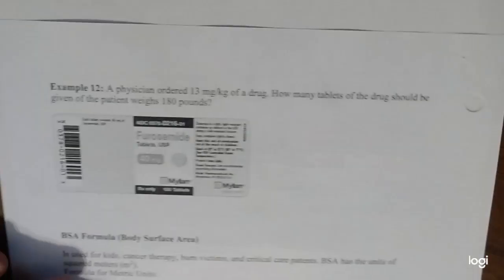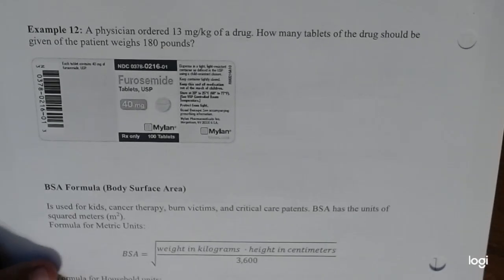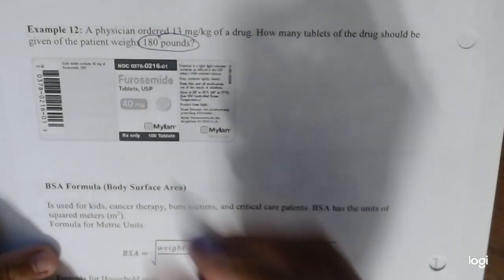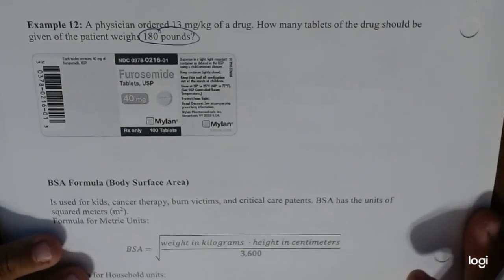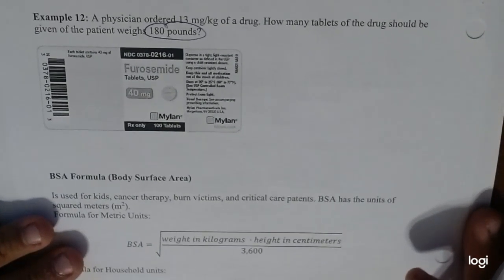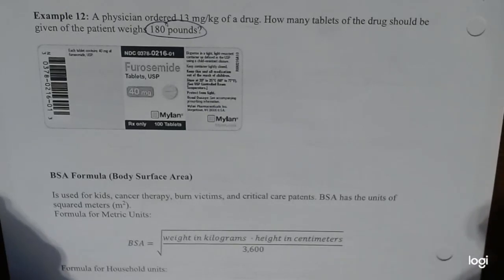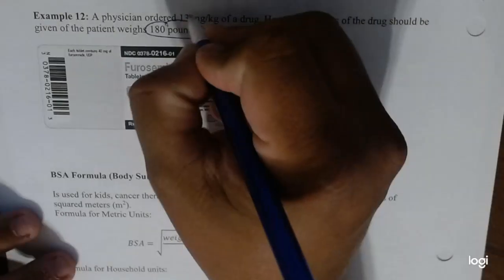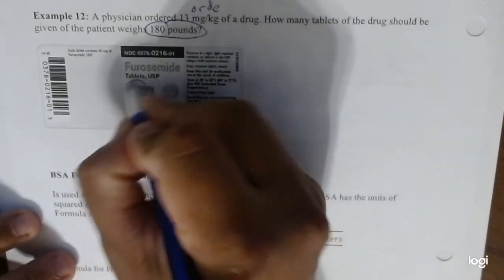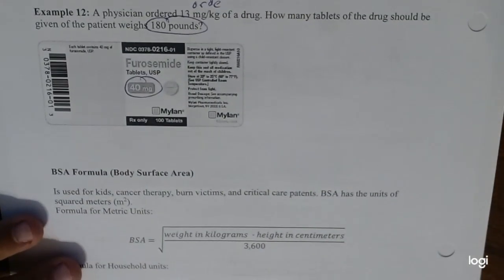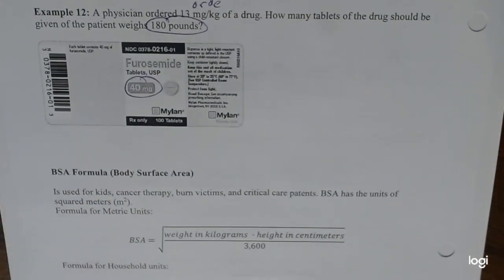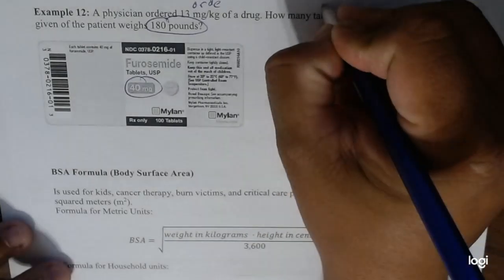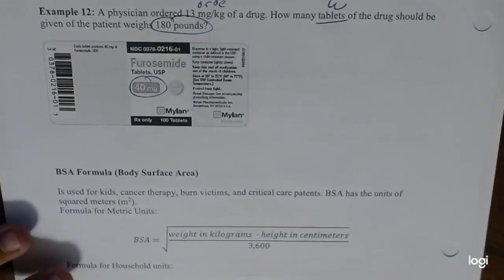All right, so now let's do 12 in the back. Okay. So a physician ordered 13 milligrams per kilogram of a drug. How many tablets of the drug should be given to the patient if the patient weighs 180 pounds? Now, this is almost identical to number 11. They might not look alike, but it's the same template, right? We're given the order and also given the equivalency for the drug itself: 40 milligrams per one tablet. And since we want tablets, that's going to be our conversion to deal with.